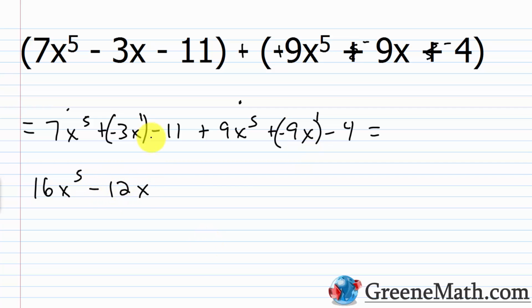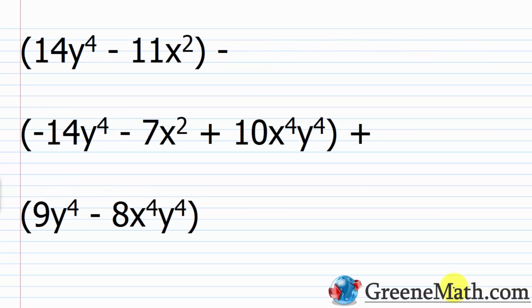Then lastly, we have minus 11 and minus 4. Again, you could write this as plus -11 and plus -4. So you could say -11 plus -4 would give me -15. So I can write minus 15 here. So we end up with 16x to the 5th power minus 12x minus 15. The answer is in standard form, and there's no like terms here that I can combine anything with. So this is as simple as we can make this.